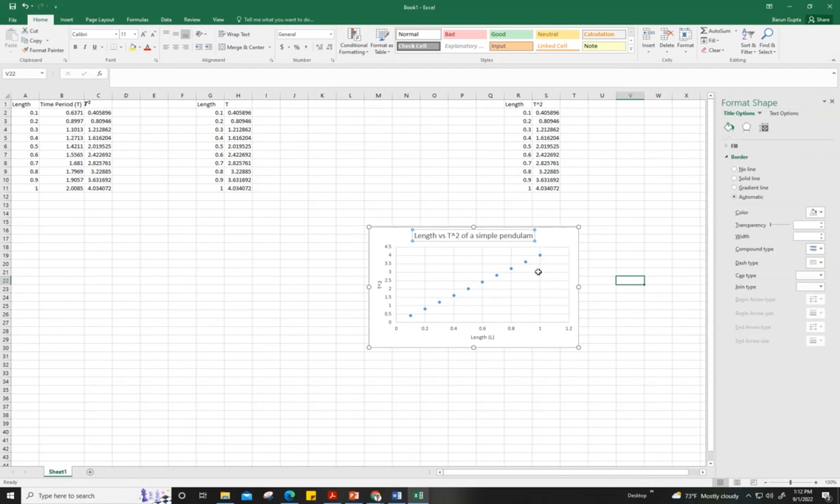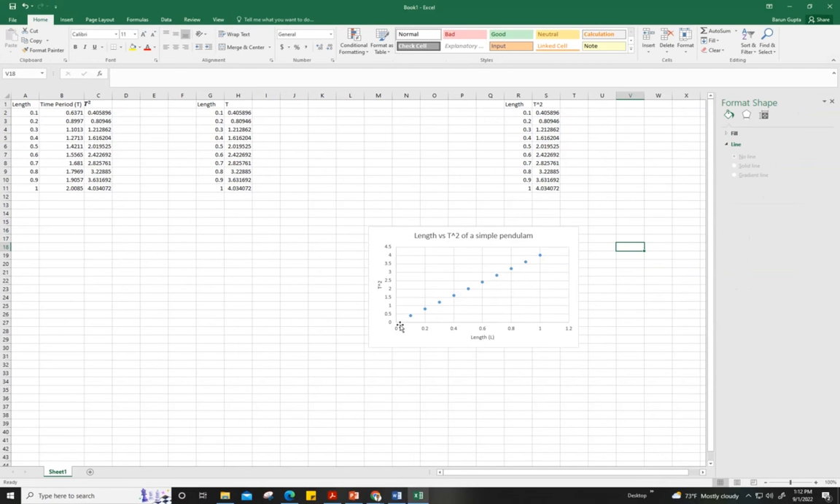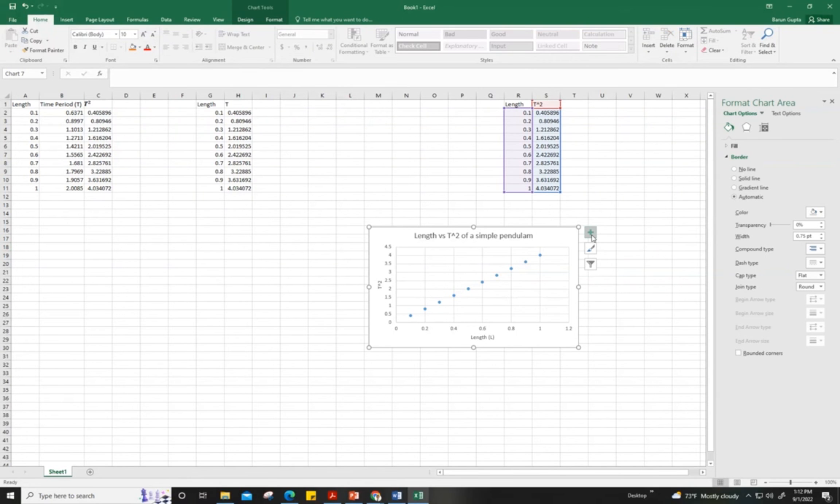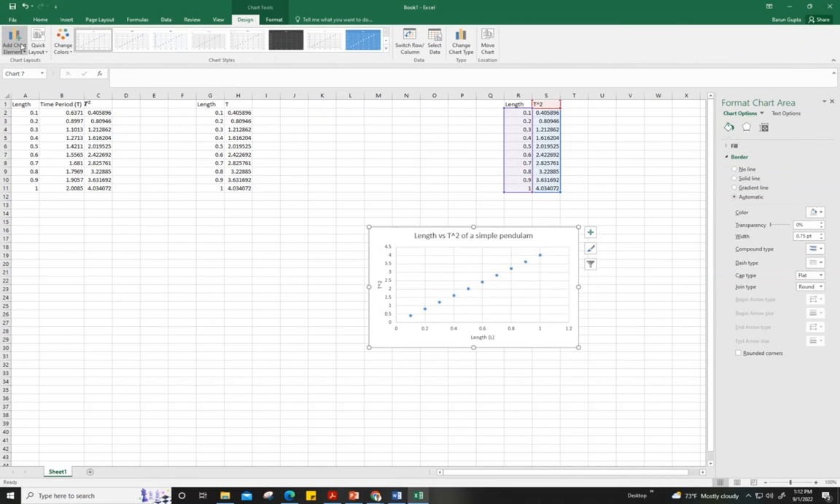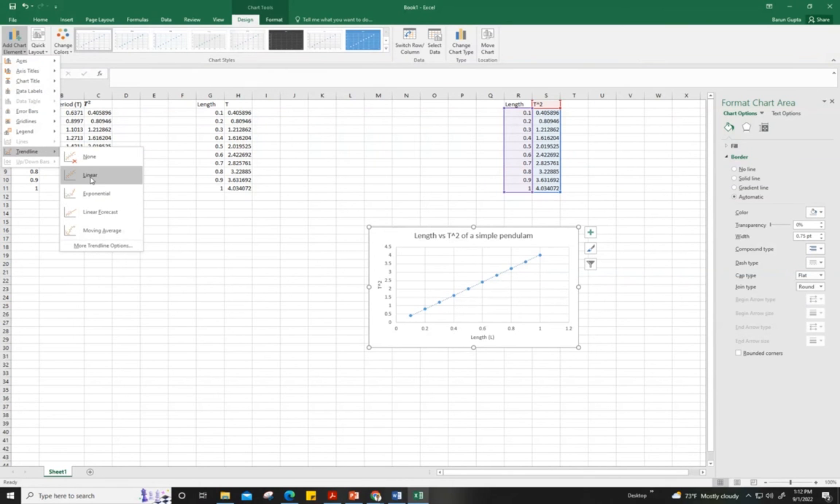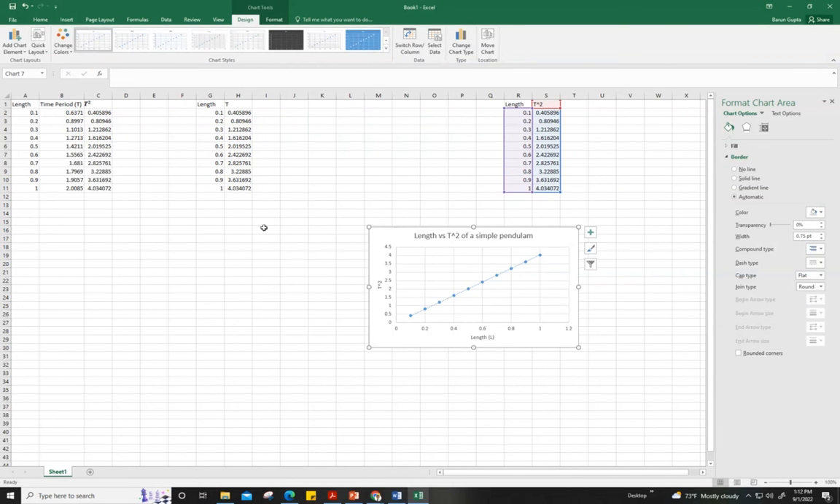All right. The next thing we're going to do is see how this data varies. Is there any fit of this data? So go here and click on the plus sign, or you can go to here too. If you double click here, you see the add chart element. Go to this trend line and then make a linear fit. You see the linear fit fits really well here.